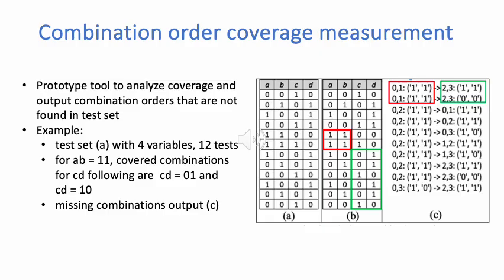So the simple little tool will identify that we're missing 2 orders, in this case, two sequences of 1, 1 followed by... or AB equals 1, 1 followed by C and D equals 0, 0. So fairly simple. We would like to improve this and build something a little more user-friendly, but useful so far.